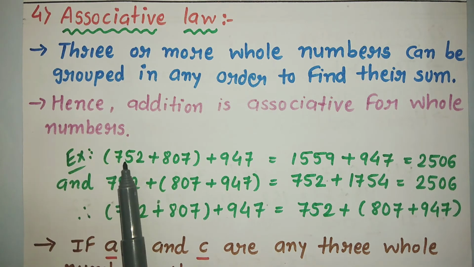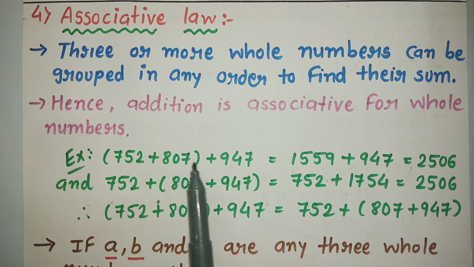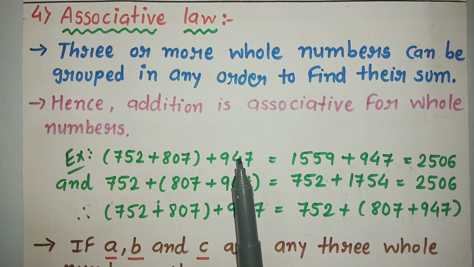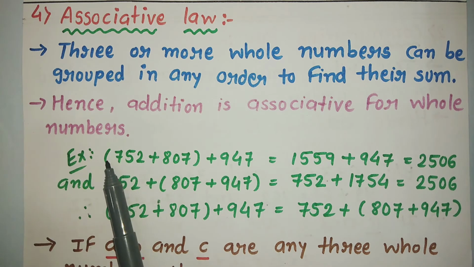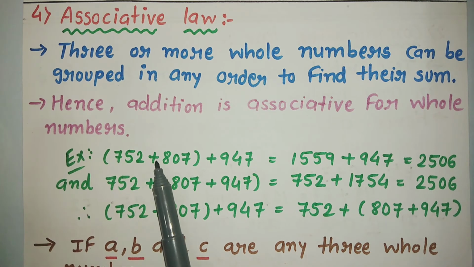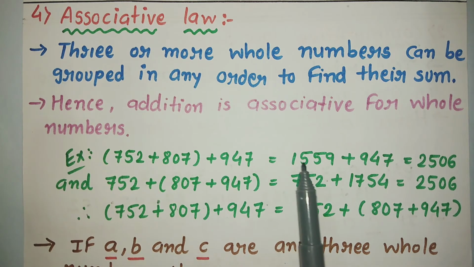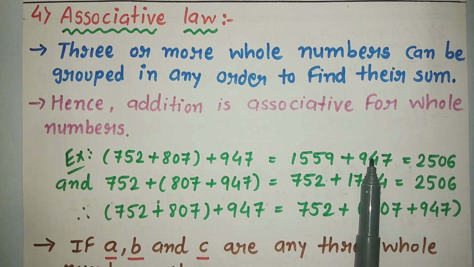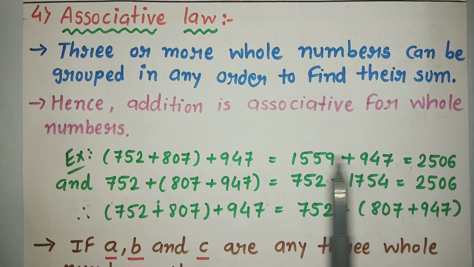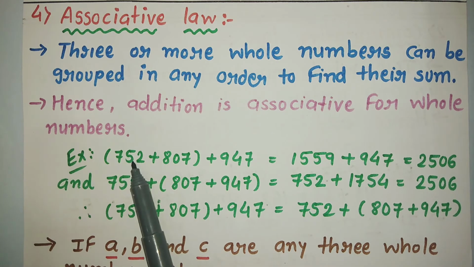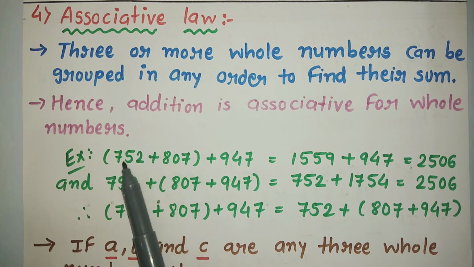Here, 752 plus 807 plus 947. I want to add these 3 numbers. I cannot add these 3 numbers together. First I will make a group of 2 numbers. So the answer of 752 plus 807 is 1559, plus this number will be there as it is, 947. The addition of these 2 numbers is 2506.